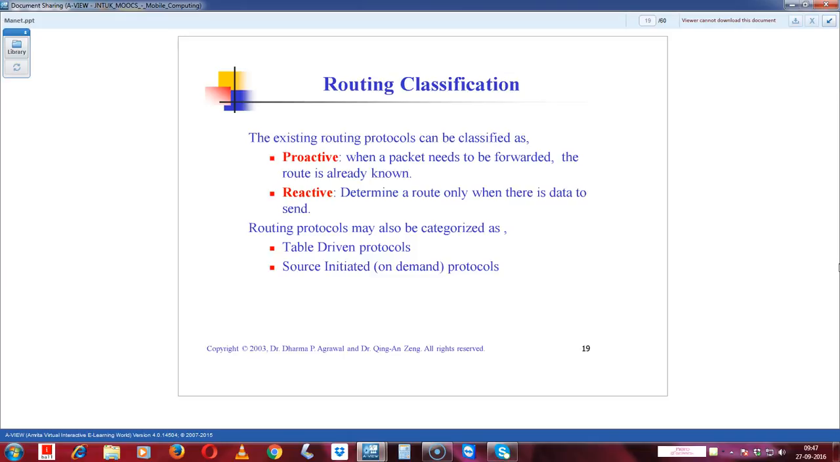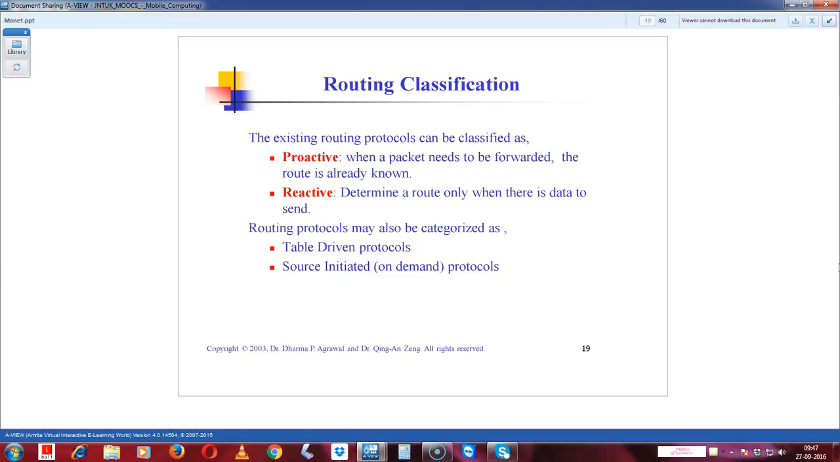There are two types of classifications for routing: one is proactive and one is reactive. With proactive routing, when a packet needs to be forwarded, the route is already known. Proactive routing is also called table-driven routing. Your route is already known with the help of the routing table, and you can directly go ahead and forward your packet.